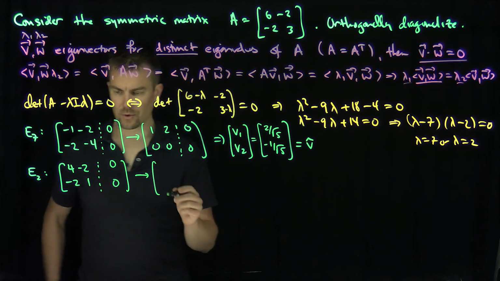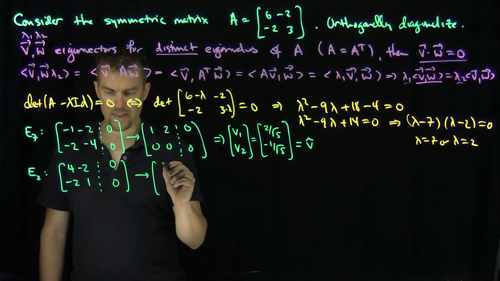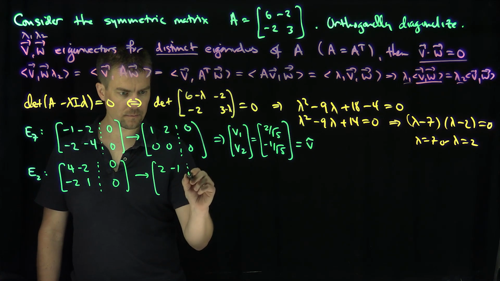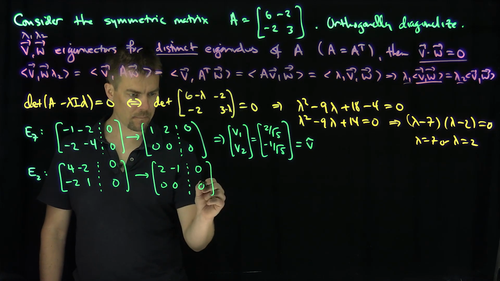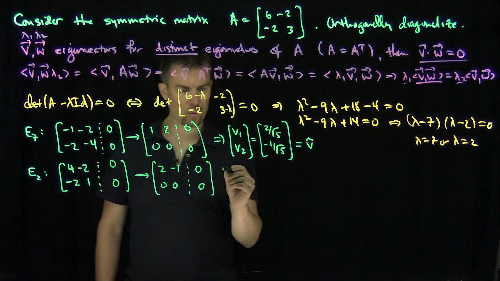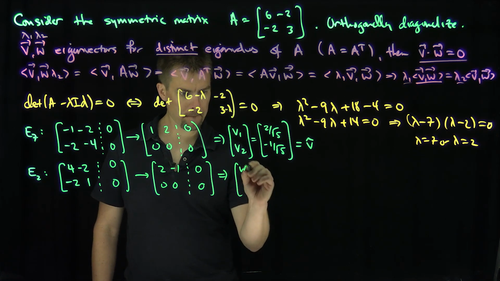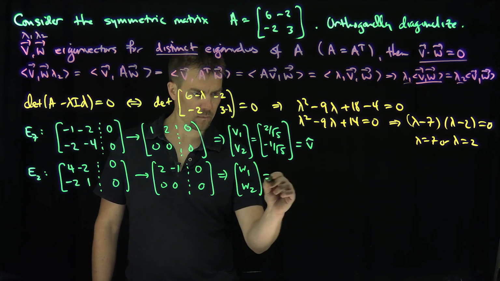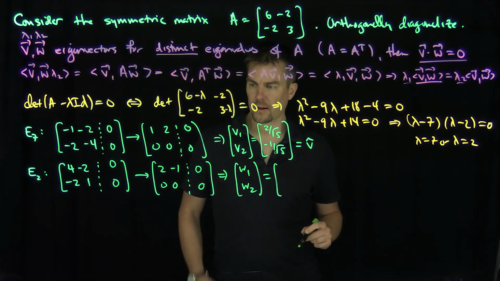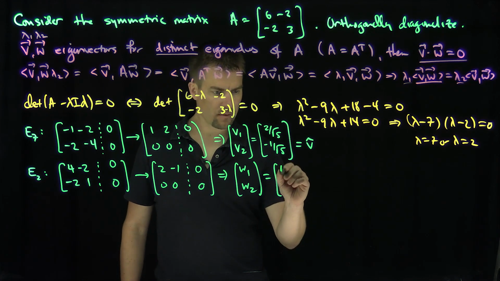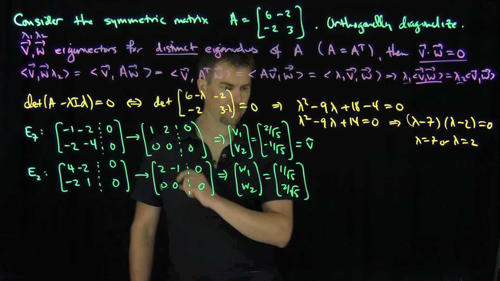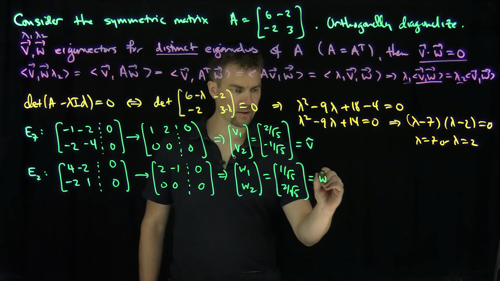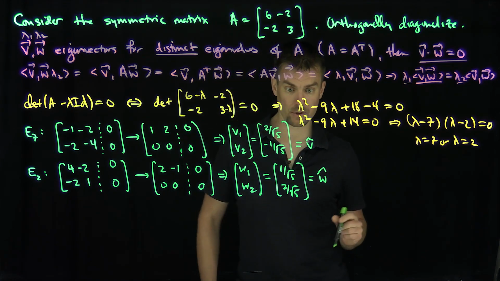This row reduces to 2, and then -1, 0, 0. We can see the orthogonal structure popping up already, right? And so I'm going to choose W1, W2 to be what? Let's see, I'm going to choose it to be 1 over root 5, then 2 over root 5. Okay. We can see that this is also a unit vector. Now we can clearly see that v and w are perpendicular to each other, right?